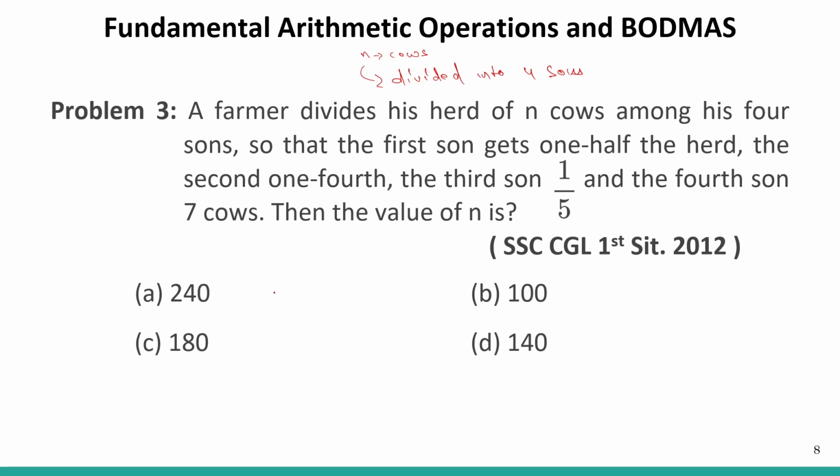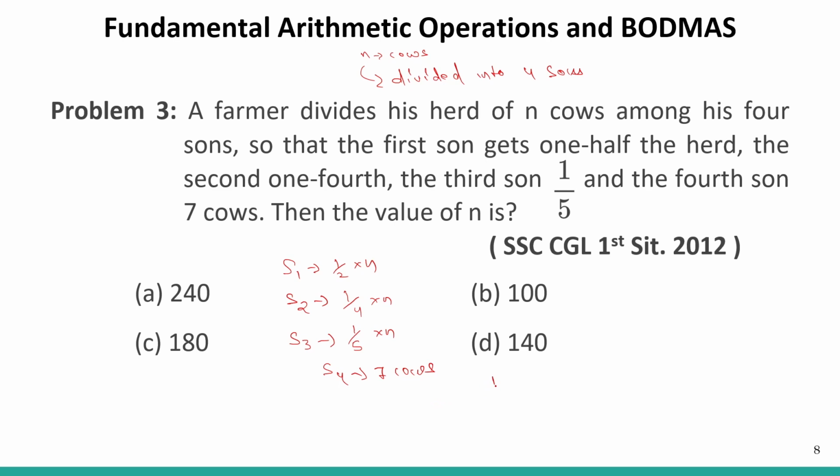So the first son, S1, gets 1/2 into n. S2, the second son, gets 1/4 into n. Sorry, the third son, S3, gets 1/5, so 1/5 into n. And what does S4 get? S4 gets 7 cows from the herd. So the whole total is equal to n.